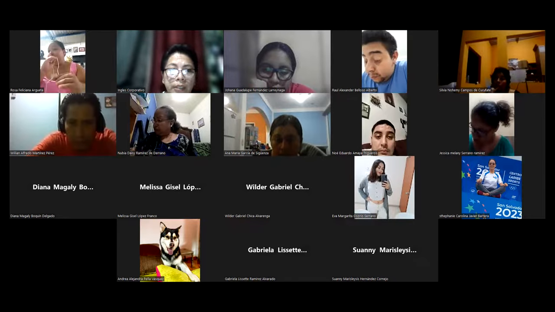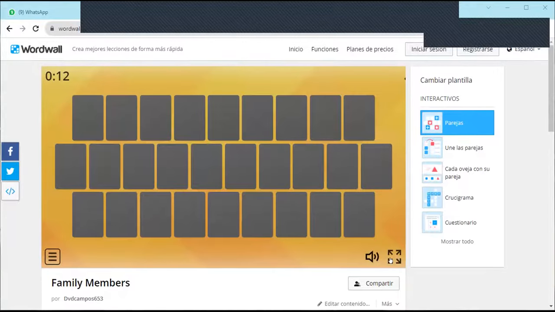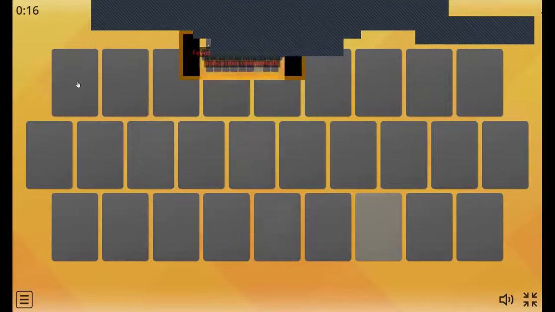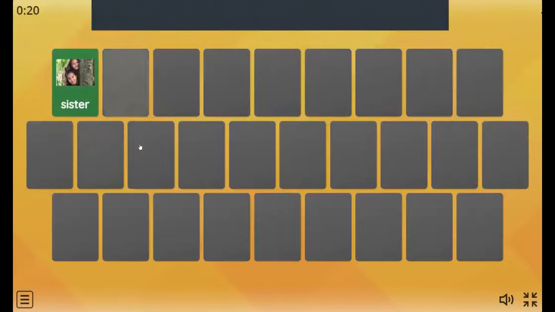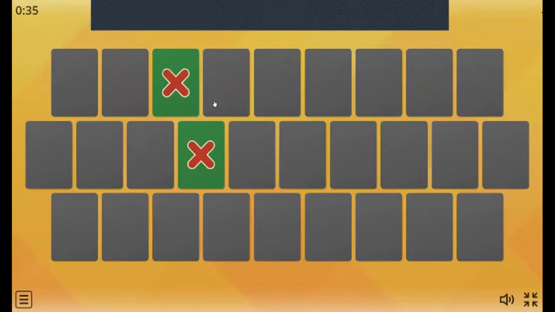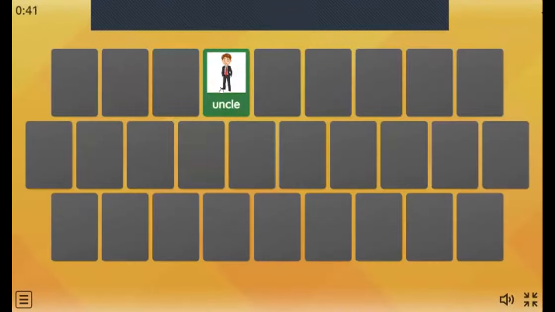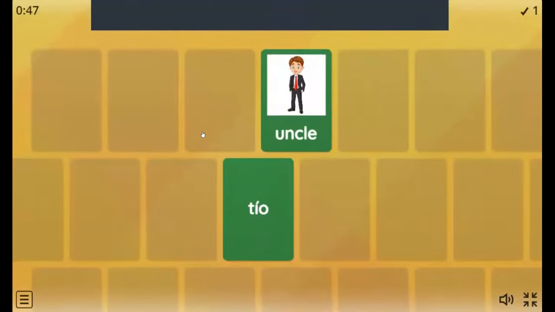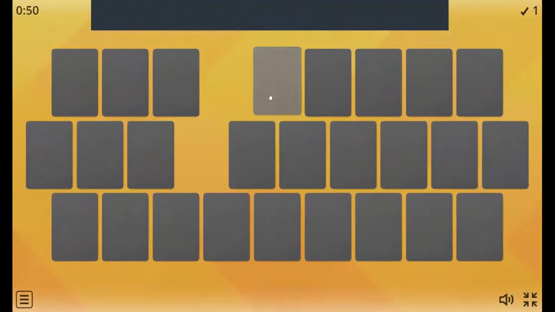So I'm going to share with you the activity. It's this one. And it says, here we are going to select a pair of cards. For example, this one, sister, brother, no, they don't match. Cuñado, tío, tía, maybe here. No, that's the opposite. Let's see. Uncle? Tío. Yes, very good. Bravo. Okay, so the next one.